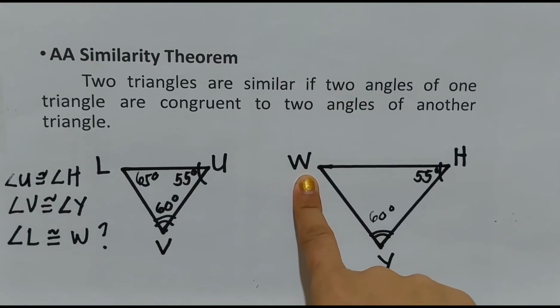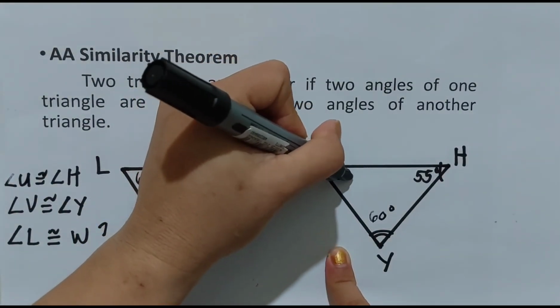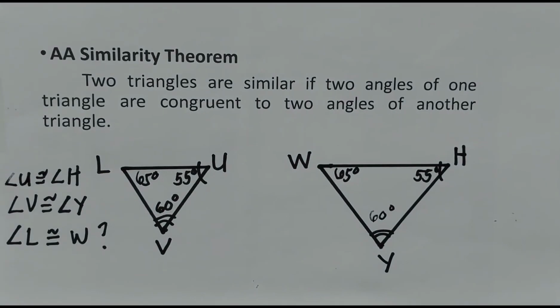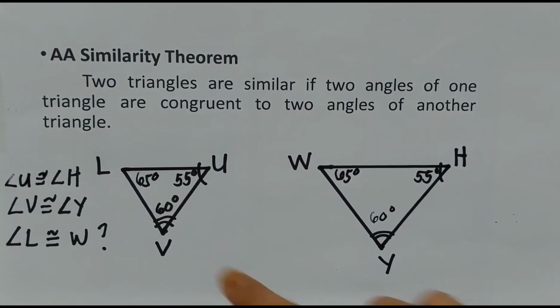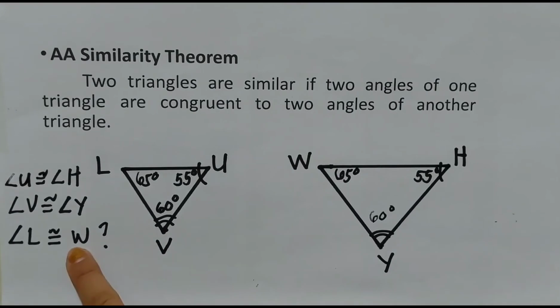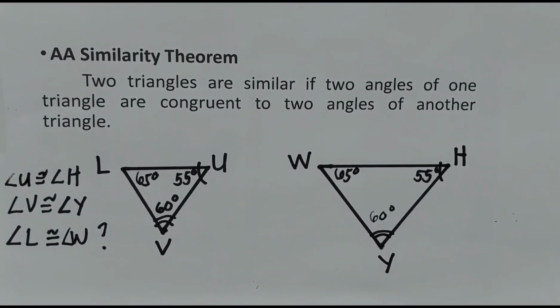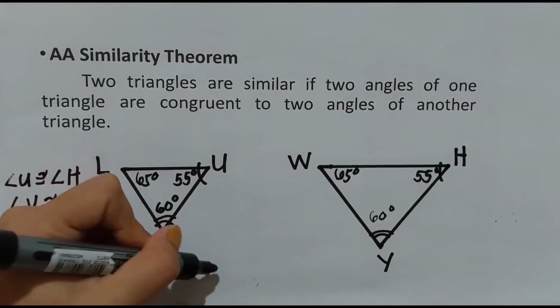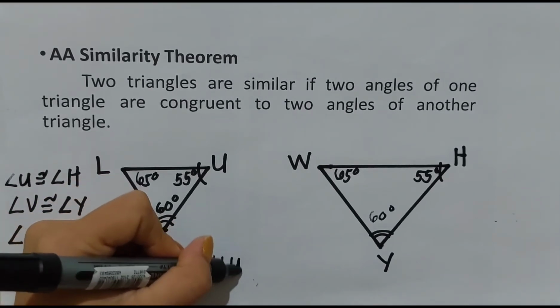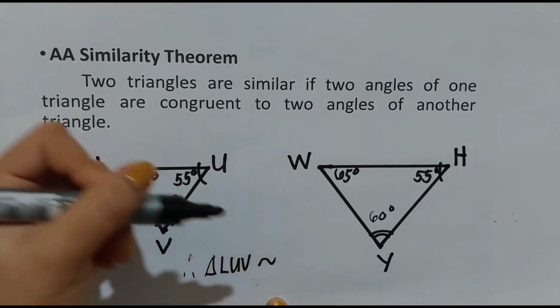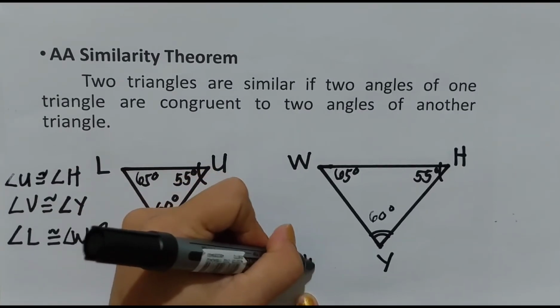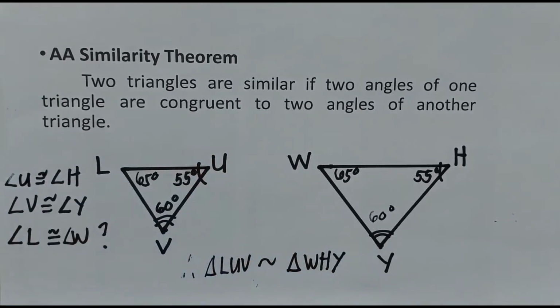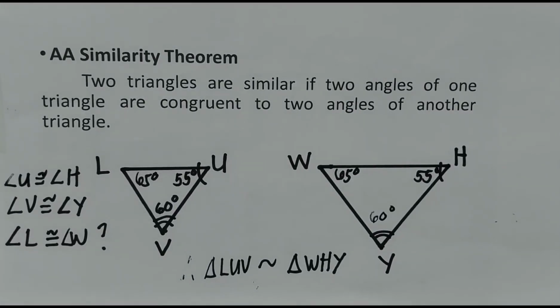What about the measure of angle W? So it measures 65 degrees as well. So now we proved that angle L is congruent to angle W. So therefore, the two triangles, triangle LUV is similar to triangle WHY. That is the AA similarity theorem.